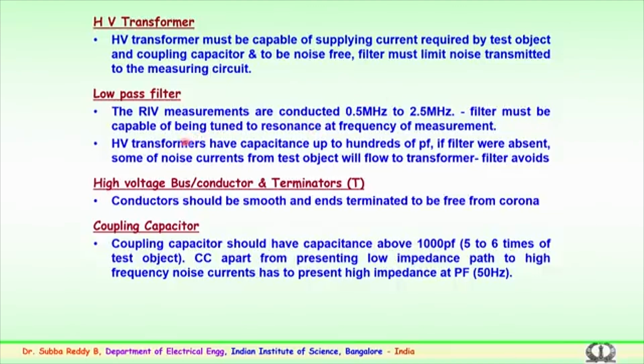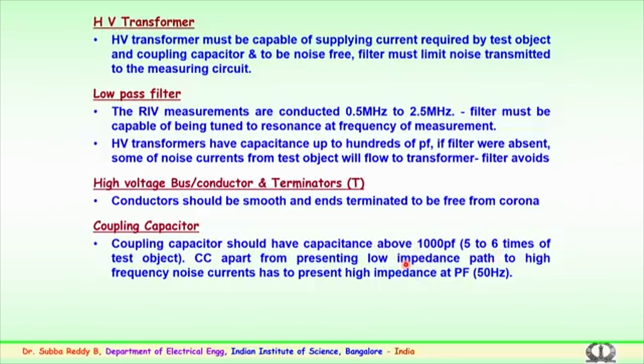The high voltage transformer must have a capacitance of up to hundreds of pF. If the filter were absent, some of the noise from the test object would flow to the transformer. So, the filter mainly avoids this. The low pass filter is important in being capable of being tuned to resonance at the frequency of measurement, and it also avoids the noise generated from the sample or from the transformer side.